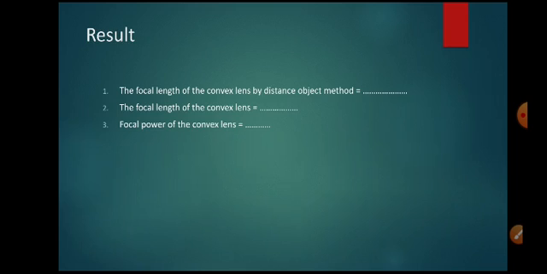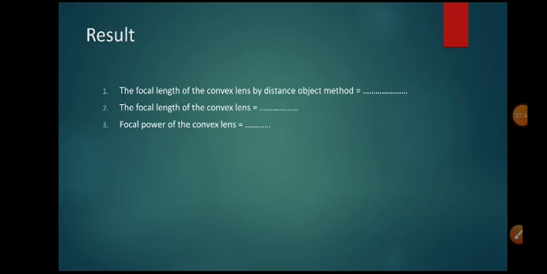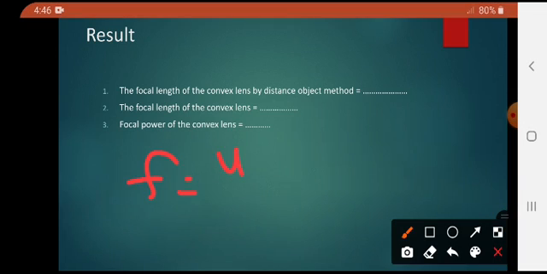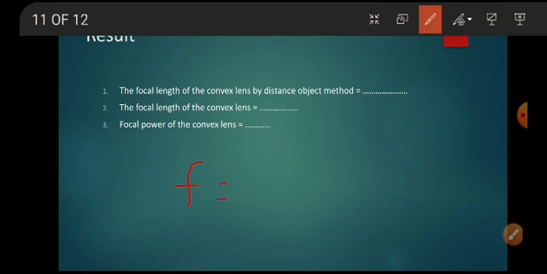Here make sure that you write the aim, apparatus, theory and formula. Don't derive the formula, only write the formula. You have to write the formula and simply mention the terms involved in the formula. For example, f equals uv by u plus v.